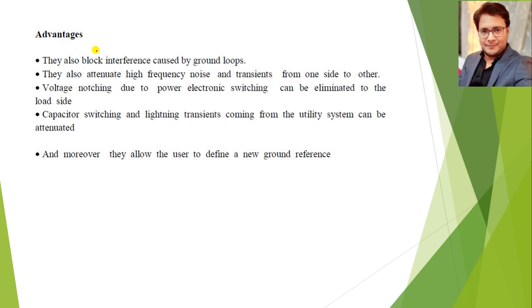What are their advantages? They also block interference caused by ground loop. They also attenuate high frequency noise and transient from one side to other. Voltage notching due to power electronic switching can be eliminated to the load side. Capacitor switching and lightning transient coming from the utility system can be attenuated, and moreover, they allow the user to define a new ground reference. These are the advantages of isolation transformer. Now moving to the next slide.